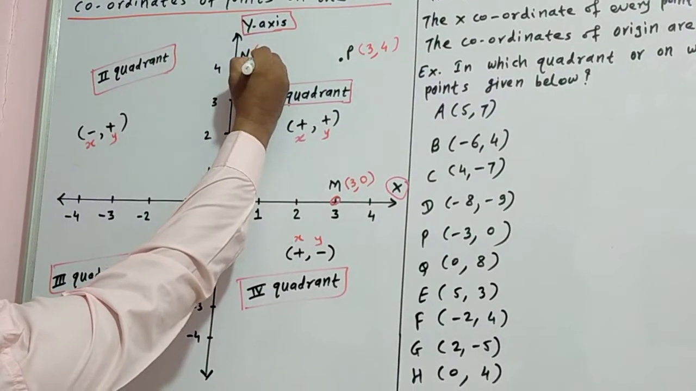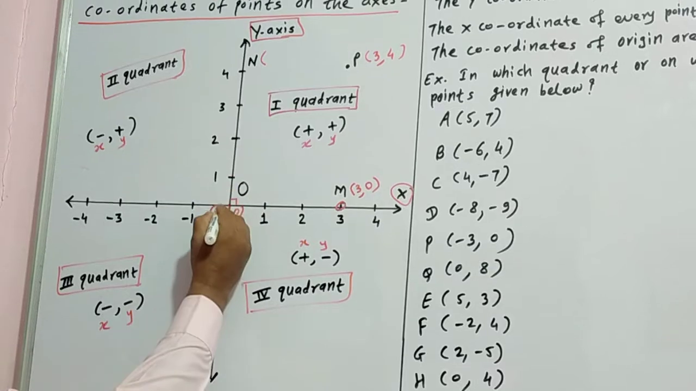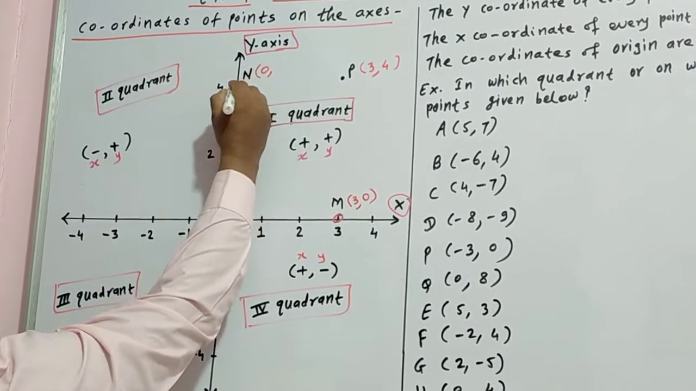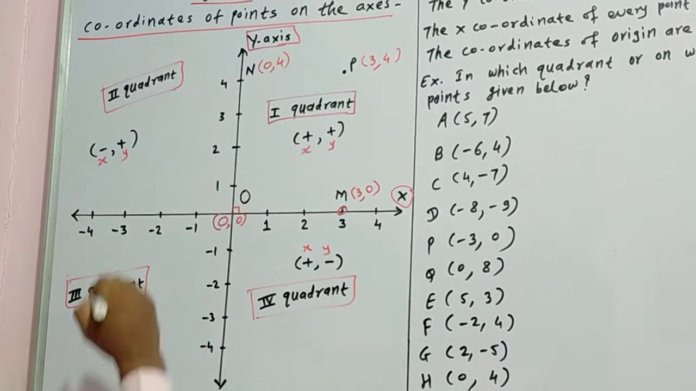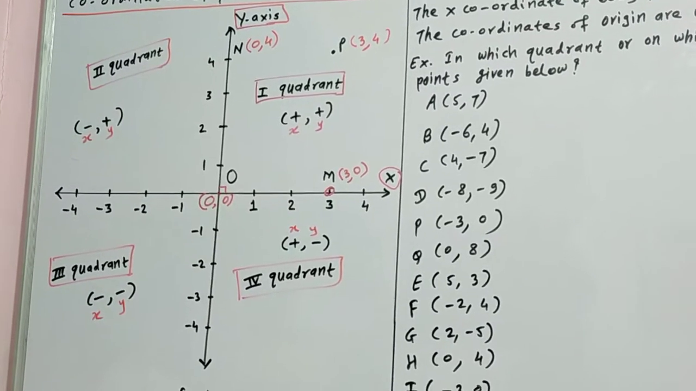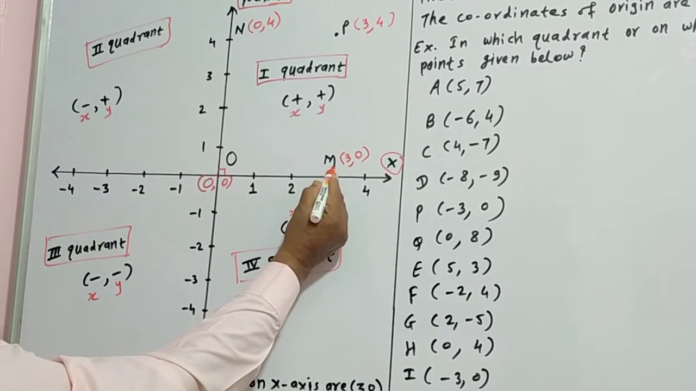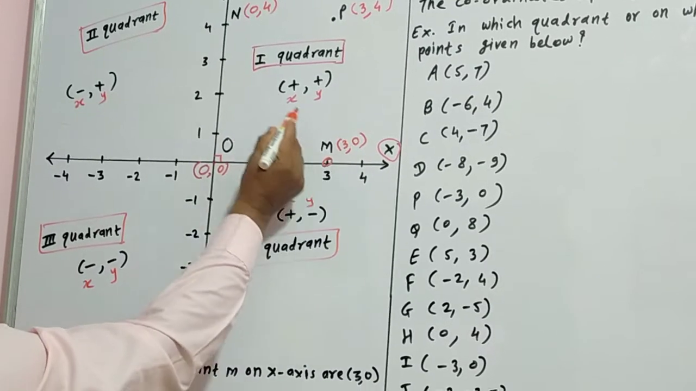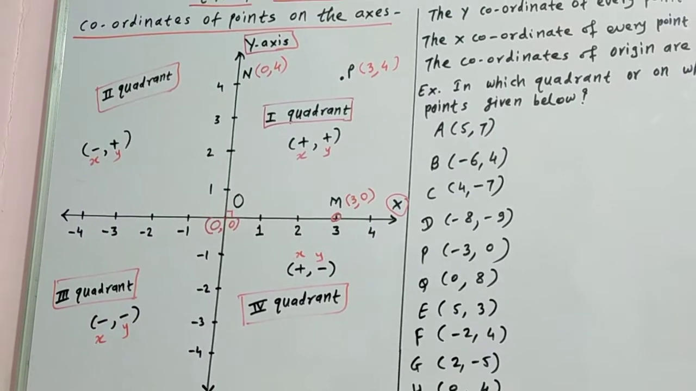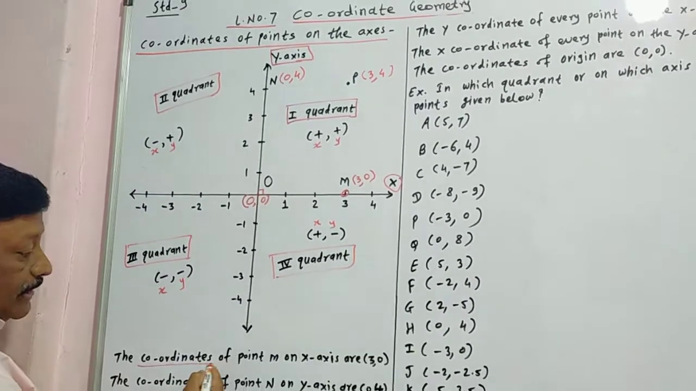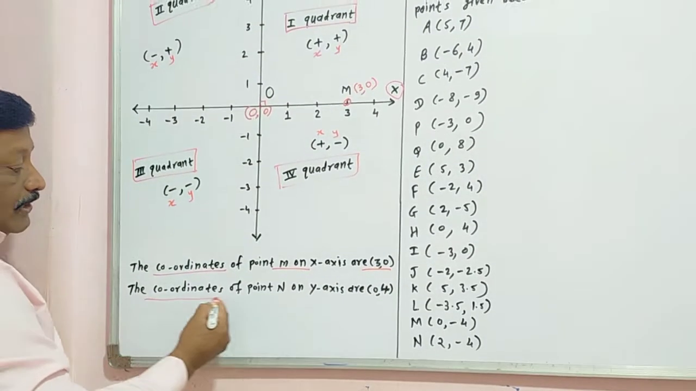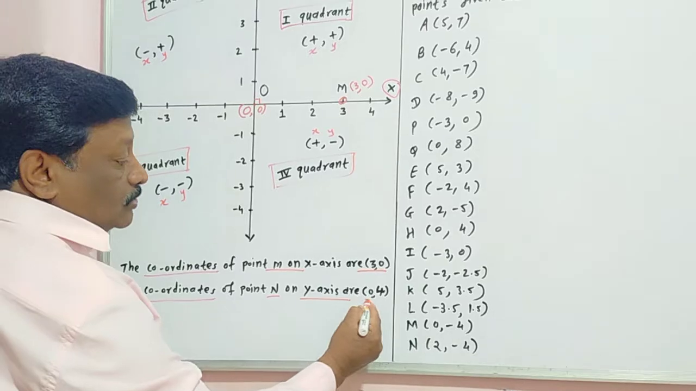Then for N, to find the x coordinate we have to come on the x axis. Here is 0, so its x coordinate is 0 and y coordinate is 4. In this way we can find coordinates of the points which are on the x axis and y axis. When the point is on the x axis, its y coordinate is 0, and when the point is on the y axis, that time its x coordinate is 0. Now the coordinates of point M on the x axis are 3, 0, and the coordinates of point N on the y axis are 0, 4.